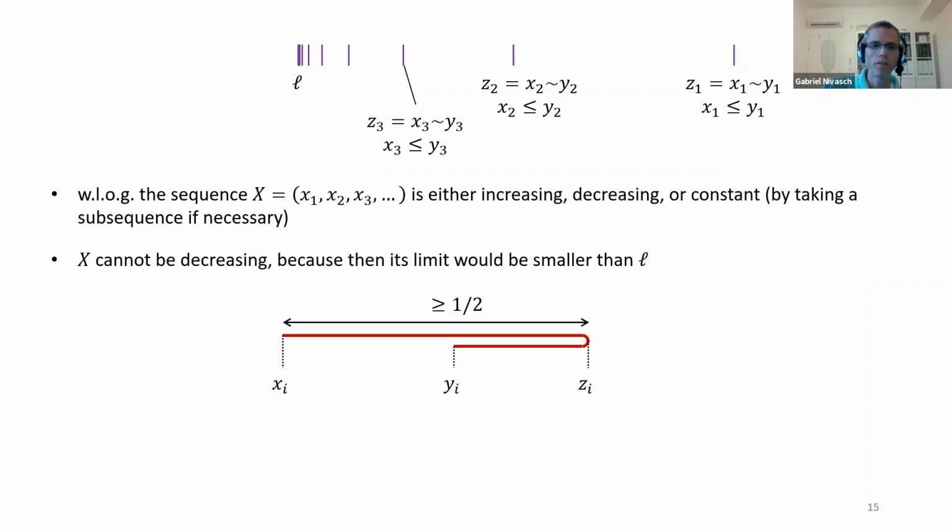But x cannot be decreasing, because the difference between x and z is always at least a half. So if that were the case, then x would converge to a limit smaller than L. And we said L is the smallest. So x has to be constant or increasing, and therefore y has to be decreasing.